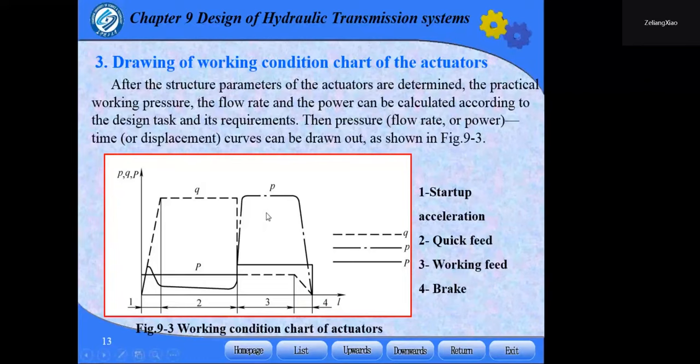In this figure we have the actuator pressure, the flow rate, and this is power. This is one stage, two stage, three stage, and the last stage. One is the acceleration, quick feed. This one is the brake feed, and this is the working condition chart.